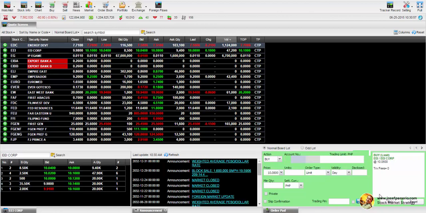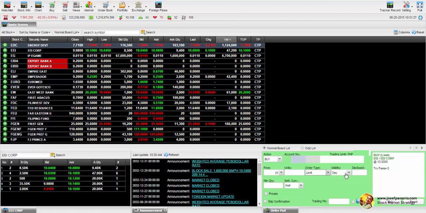And trading limit, this is your buying power. And the price, you can change this manually if you want. So 10, 12, or 11, it depends on you. The next after price is the units. Units is the number of shares that you are going to buy. And the limit, so far this is the only option that you can pick.